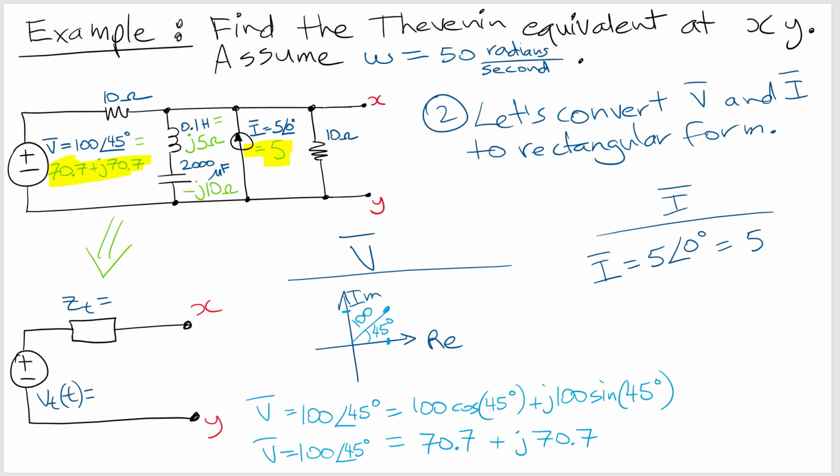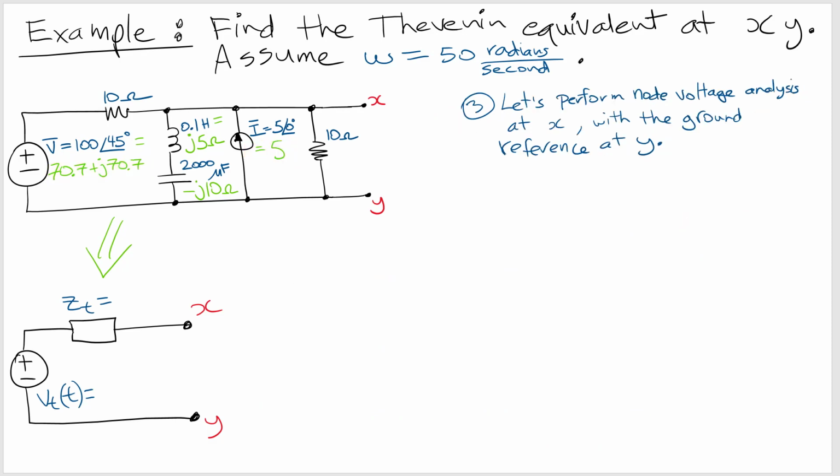And then what's our next step going to be? We're going to perform node voltage analysis at X with the ground reference at Y. So let's label it properly. We're going to denote this voltage as Vx, or in phasor form, right? And then we're putting the ground reference over here.